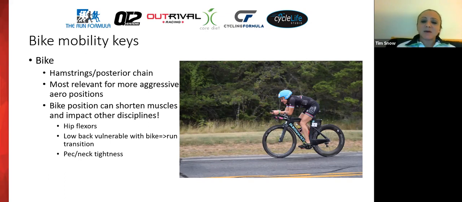And then, going back to that upper crossed syndrome slide, the bike position doesn't help anything there. The front of our chest gets tight from being hunched forward all the time.